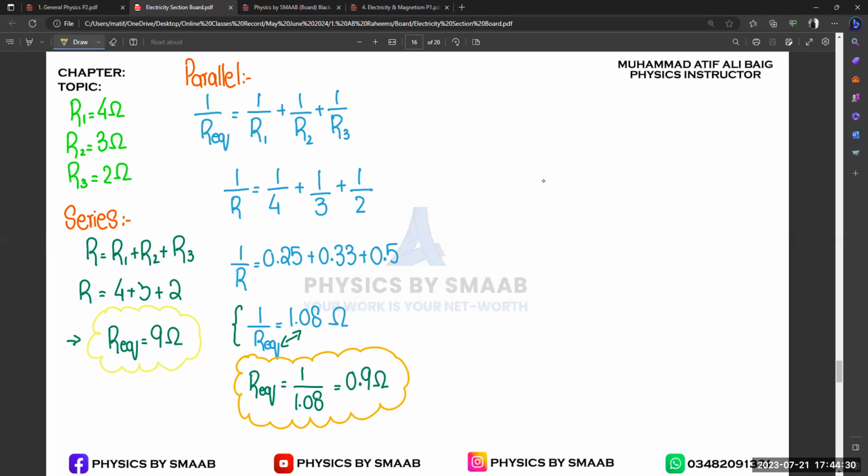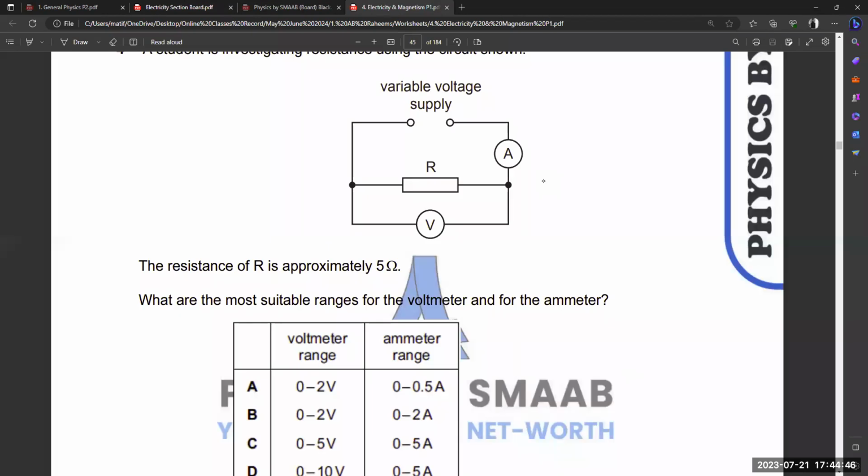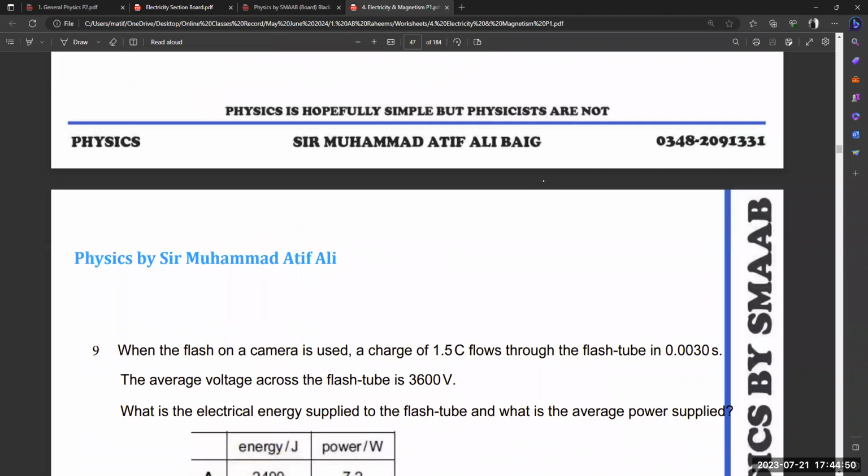Okay, let me show you some questions: if you want to connect two or more than two resistors in mixed combination, how are you going to solve that? Let's try to solve that part. Can I do it with pencil only?